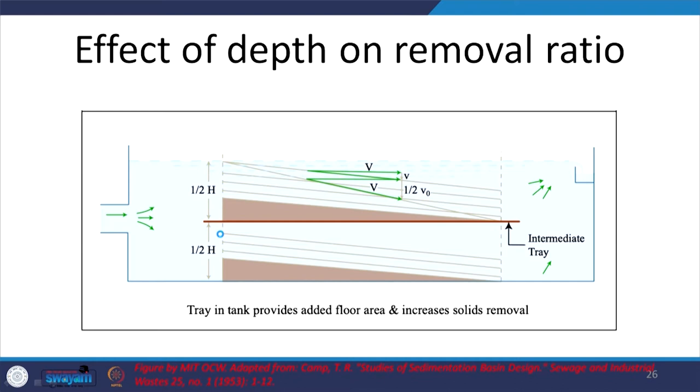You can provide a tray, an intermediate tray out here. How is that going to help? Let's say, half H and half H. That will help by increasing this surface area, right? As we saw, V naught depends upon Q by surface area, A_S. For rectangular basins, from the top view, we know that it's length into width, right? So by providing the tray, we are effectively decreasing this V naught, if we may say so. So you see that a tray in the tank provides added floor area and thus leads to increased solids removal, right? So that's something to keep in mind.